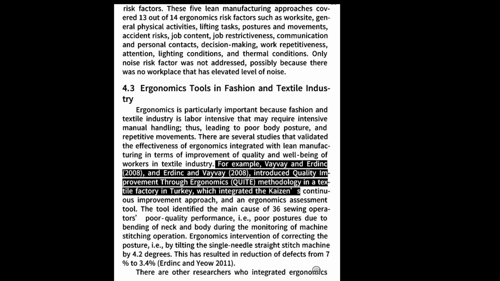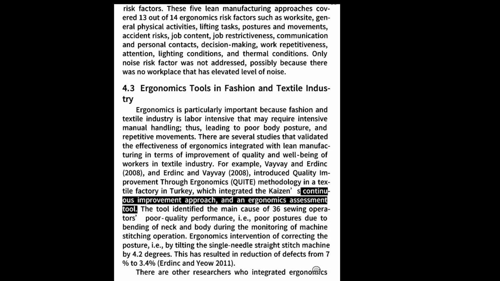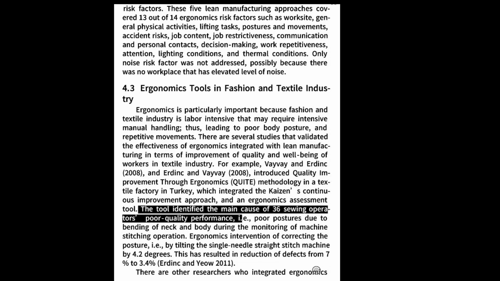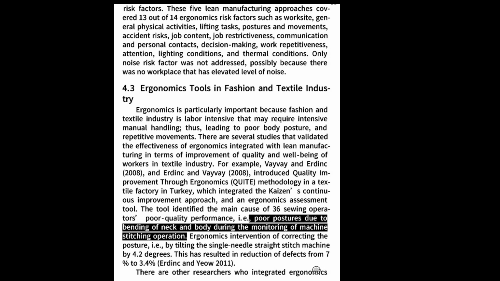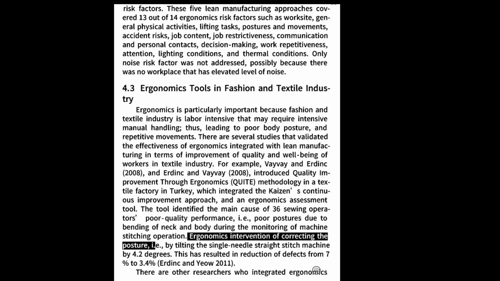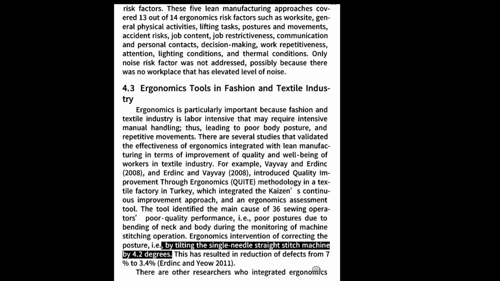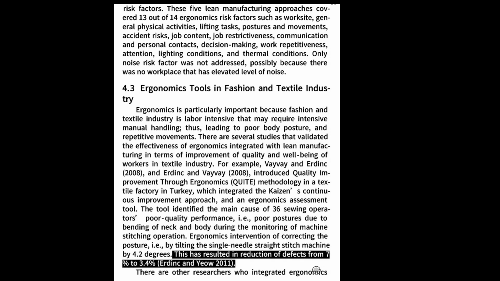For example, Eswaran and Erdinc 2008 introduced quality improvement through an ergonomics quality methodology in a textile factory in Turkey, which integrated Kaizen's continuous improvement approach and an ergonomics assessment tool. The tool identified the main cause of 36 sewing operators' poor quality performance, i.e., poor postures due to bending of neck and body during the monitoring of machine stitching operation. Ergonomics intervention of correcting the posture, i.e., by tilting the single needle straight stitch machine 4.2 degrees, has resulted in reduction of defects from 7% to 3.4%, Erdinc and Yao 2011.